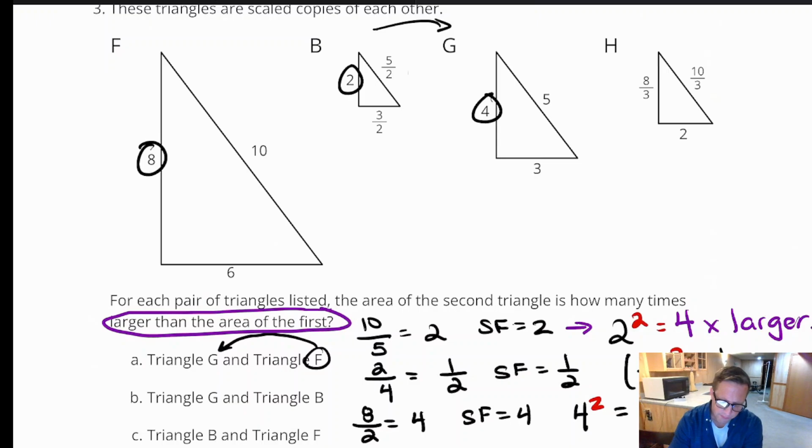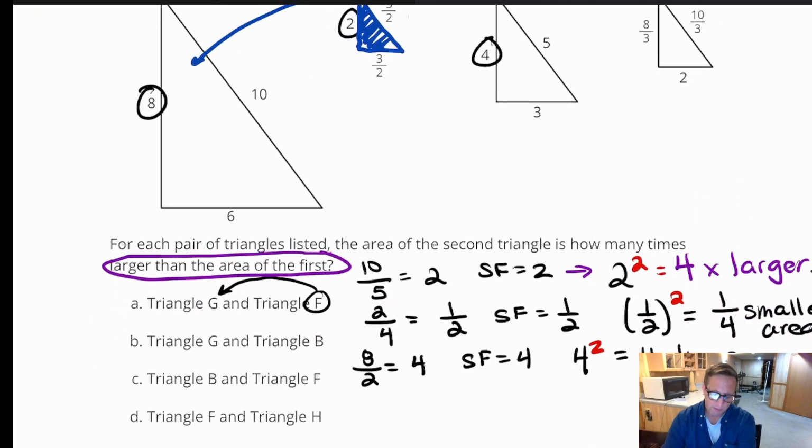Meaning, we could probably fit, well, not probably, definitely, we can fit 16 of those triangles into the triangle that represents F. So put 16 in there.